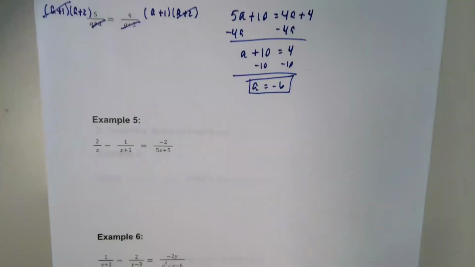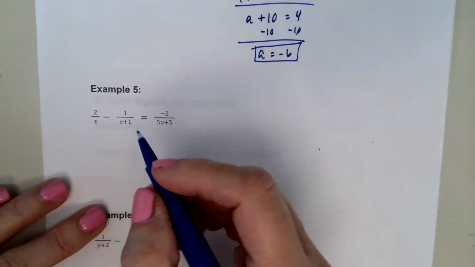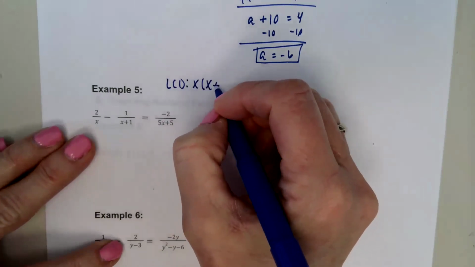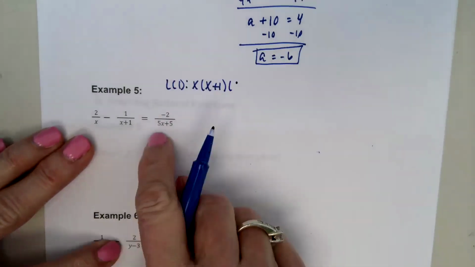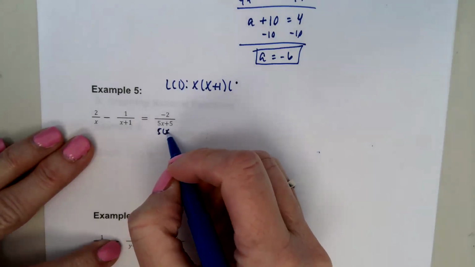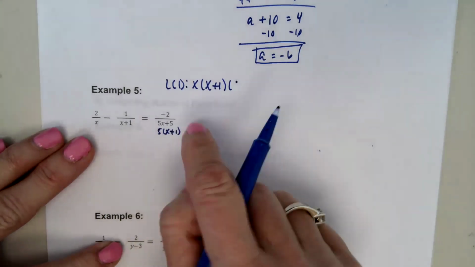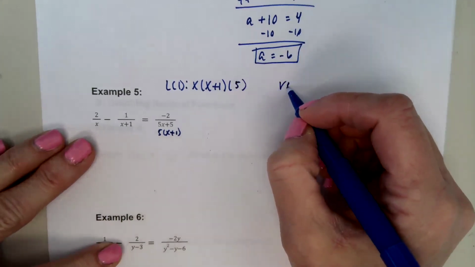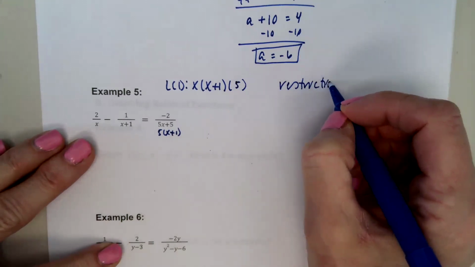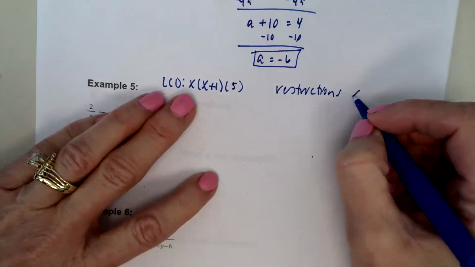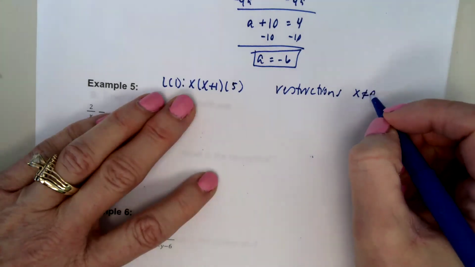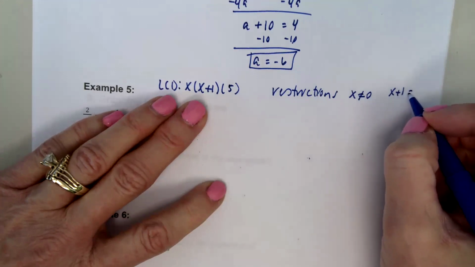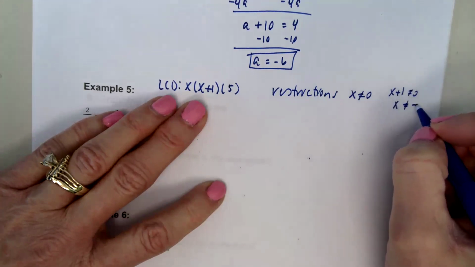So let's do that for example 5. So example 5, the LCD must be an x plus 1, and then this 5 is really 5 times x plus 1. So the x plus 1's already been included, but we need a 5. So the only restrictions are x cannot equal 0 from here, and then x plus 1 cannot equal 0, so x cannot equal a negative 1.